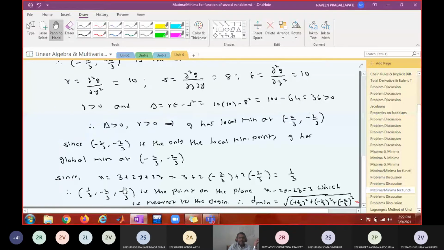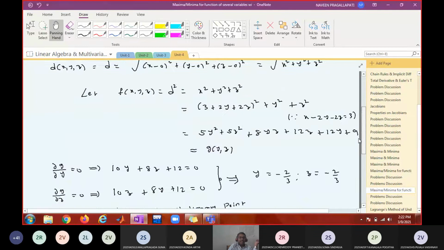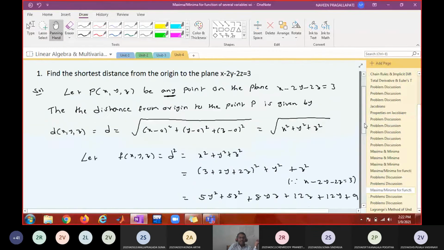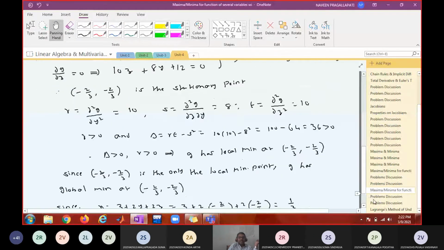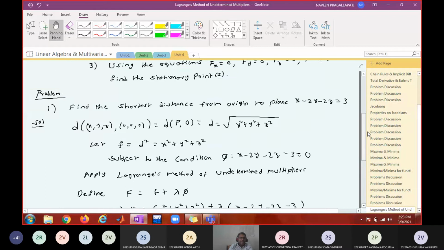In the earlier method, we actually verified r, s, t. We computed delta, observed that it is positive, r positive, and we declared that the function is having minimum at this point. So everything was neat and clean, in detail in that method. Whereas in Lagrange's method, it will start with finding the stationary point, and we claim that the stationary point is going to be extreme. If you really want to test, you have to find out the delta, r, s, t. Is this point clear to you?